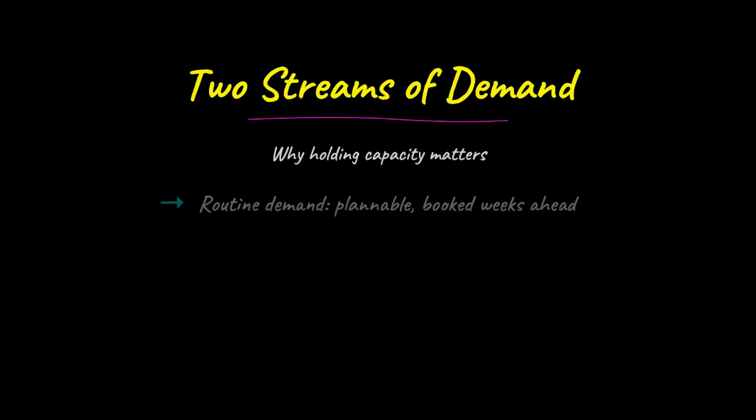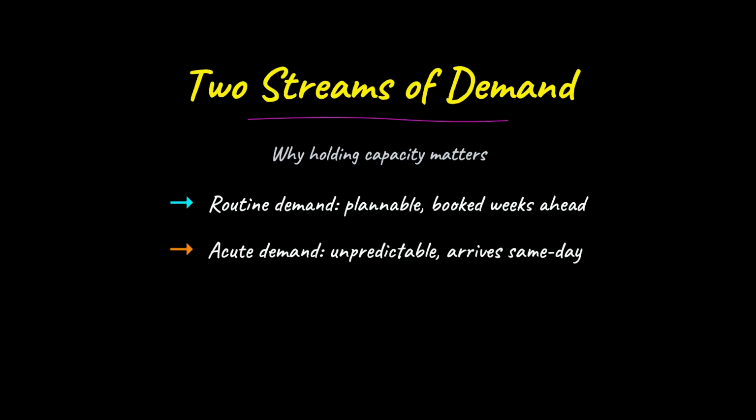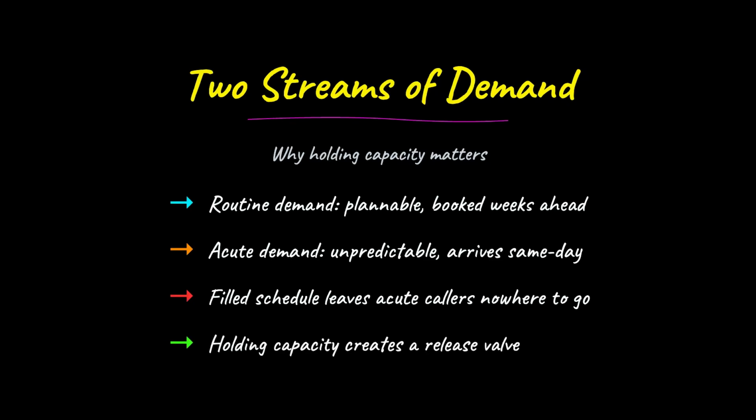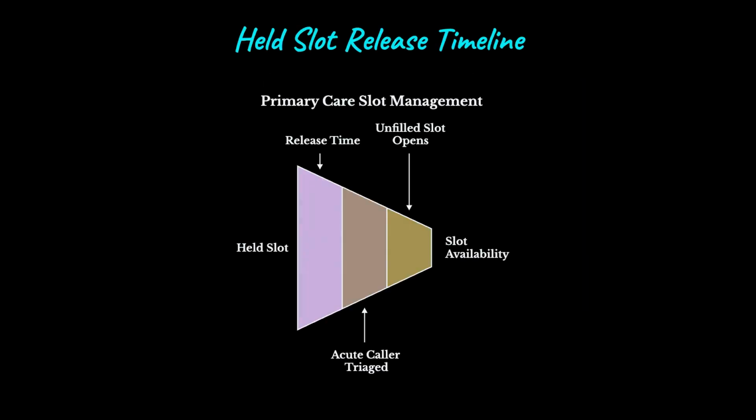This exists because demand arrives in two streams: routine demand that's plannable weeks ahead, and acute demand that shows up the same day. If the whole schedule fills with routine bookings, an acute caller ends up in urgent care or the ER for something the practice could have handled. Holding capacity is the release valve for that acute stream. Mechanically, the template flags certain slots as held, often invisible to routine booking until 8 or 9 that morning. Acute calls get triaged directly into them. At release time, anything unfilled opens up so capacity isn't wasted.